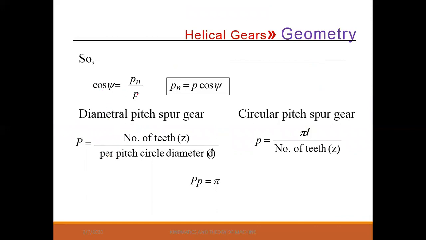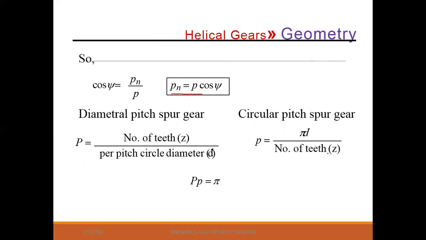So cos psi is equal to Pn upon P. So we are going to take Pn is equal to P cos psi. Now diametral pitch per gear is the number of teeth per pitch circle diameter. This is the diametral pitch, right? And circular pitch is pi d upon number of teeth, right?